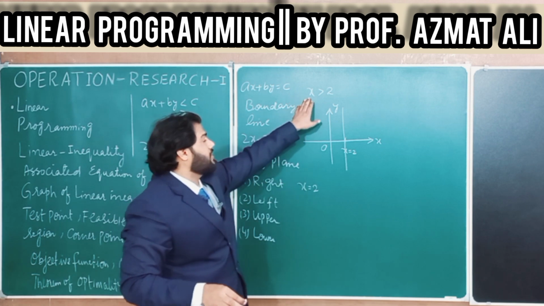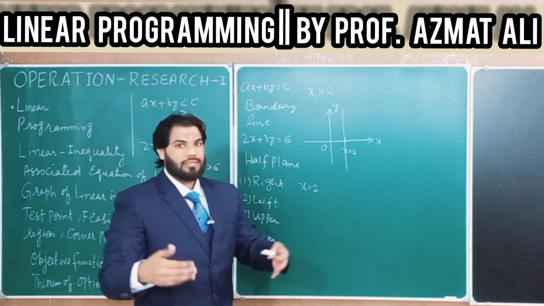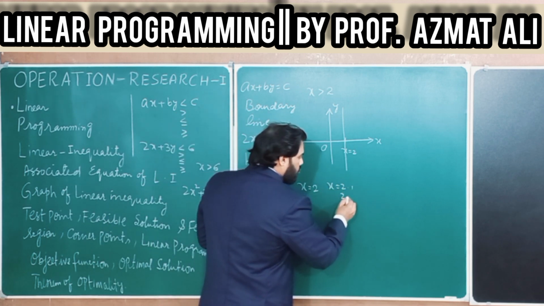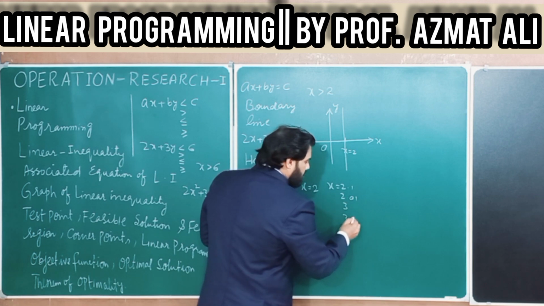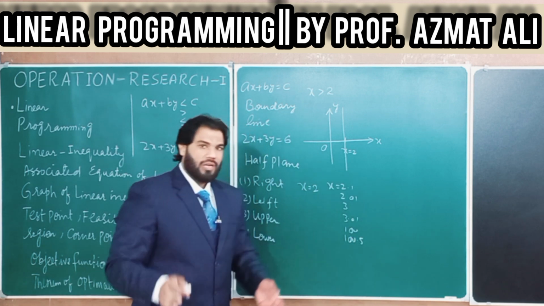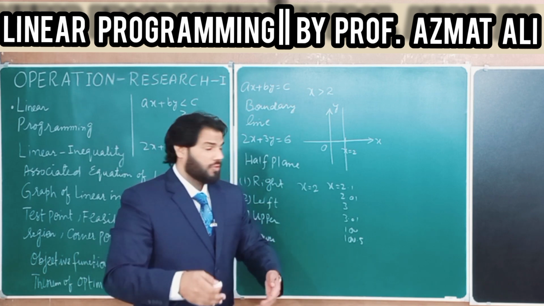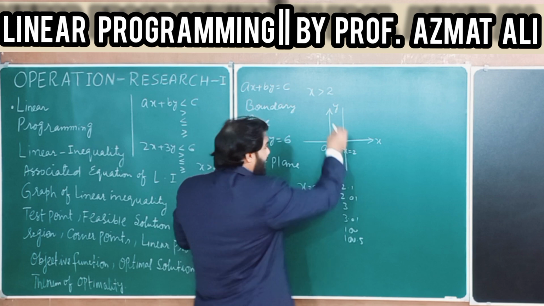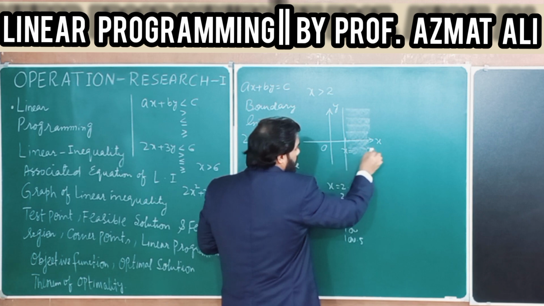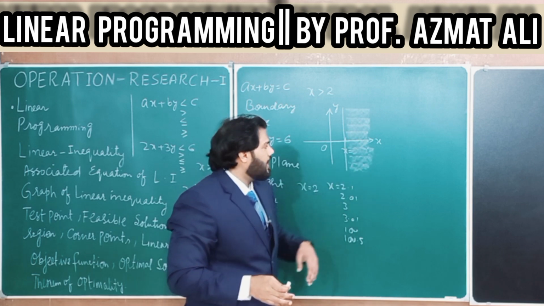But I want to draw the graph of x greater than 2. X greater than 2 means all the values that are greater than 2. Like as your x may be 2.1, 2.01, 3, 3.01, 100, 100.5. So all the real values that are greater than 2 will be in the graph of x greater than 2. So at this time the graph of this inequality will be this, which is the right half plane to the line x is equal to 2.